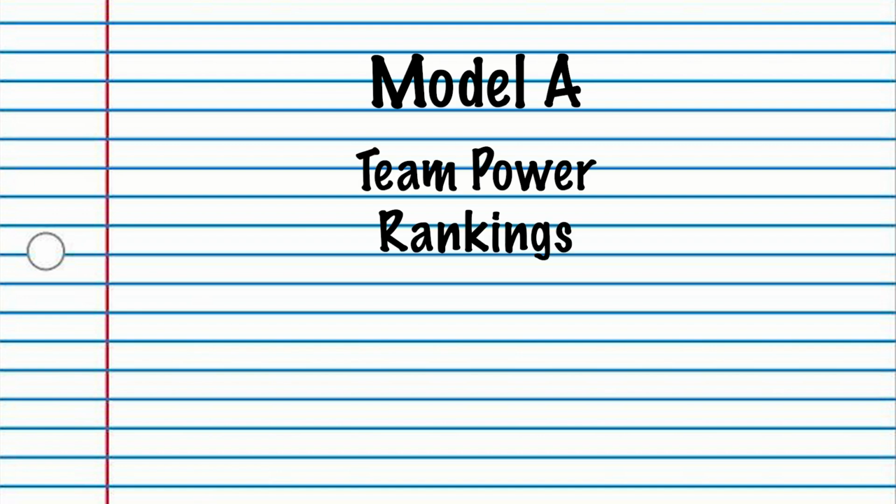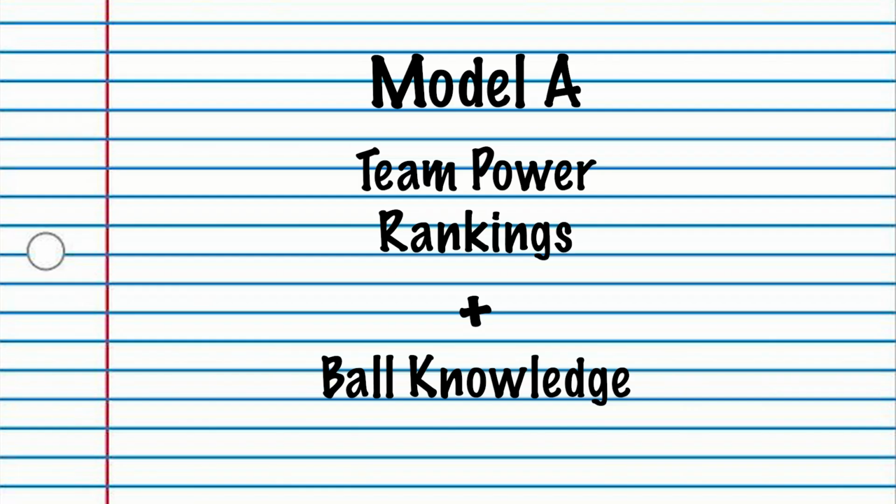Okay, in this example, both of our models are going to be bottom-up models. And it doesn't really matter what sport they are, but for the sake of easy visualization, let's call them football models, right? Model A is a model that uses the end of the season or some kind of conglomeration of team power rankings, and then the modeler uses their ball knowledge to evaluate the off-season moves that each NFL team makes.